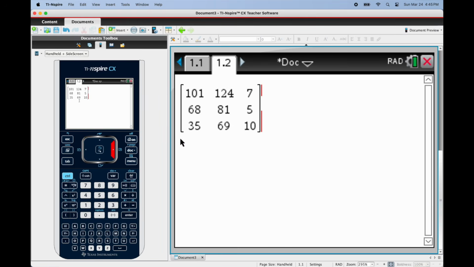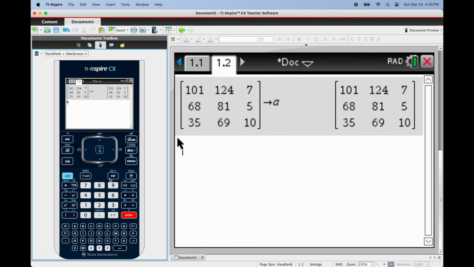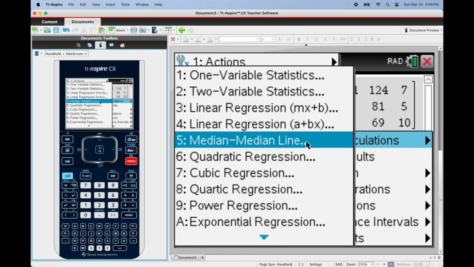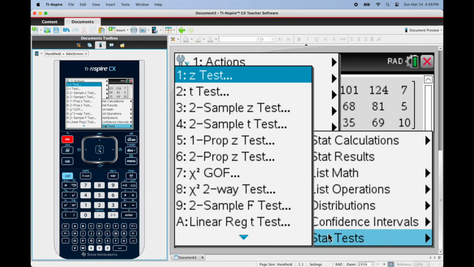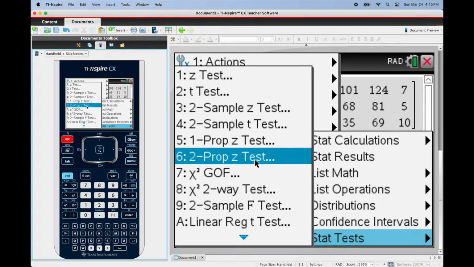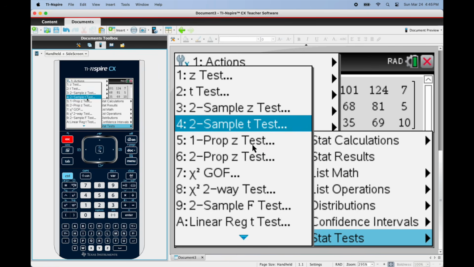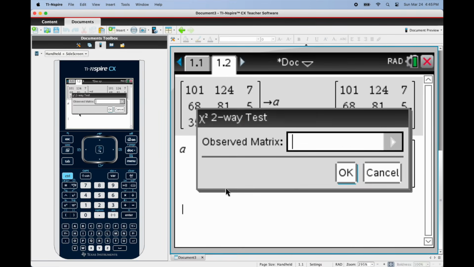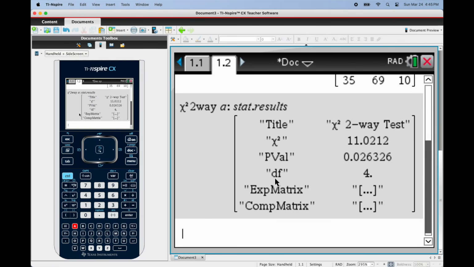Alright, after we have the matrix, let's define it as A. Then we're going to go into statistics, stat calculations, statistical tests, and we're going to do a chi-squared two-way test. So not a goodness of fit, but a two-way test. Our observed matrix is in A, and there we go. So there's our chi-squared value, there's our p-value, and our degrees of freedom, and so on.